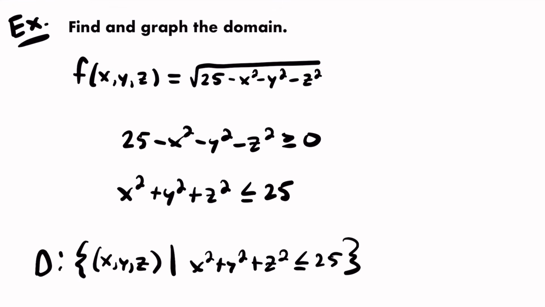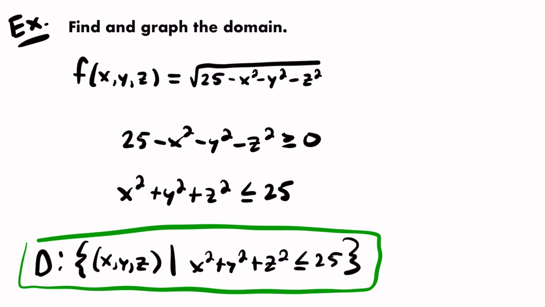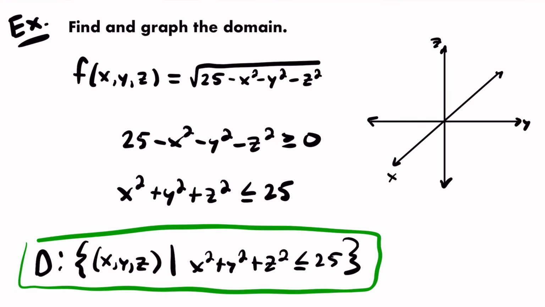Okay, that would be the domain using set notation here. But let's actually graph it. It's just going to be all the points contained within a sphere. Here's what that looks like. This would be the z-axis, the y-axis, and then the x-axis. And then what we have just found for the domain is that it's going to be all the points contained within a sphere.